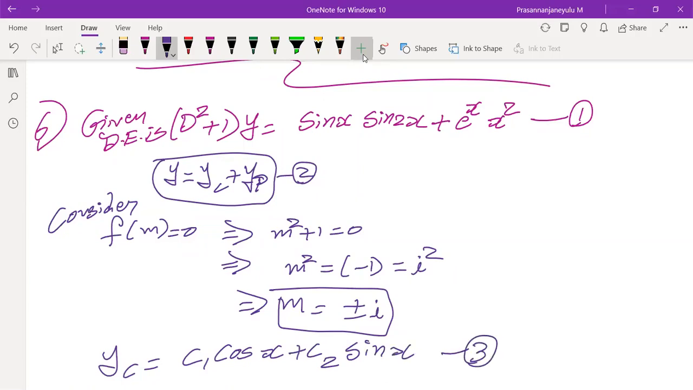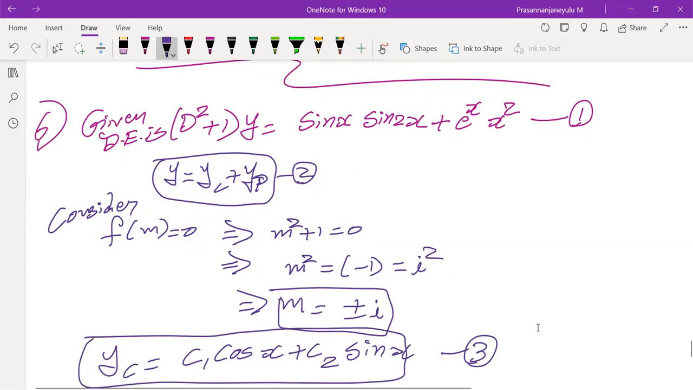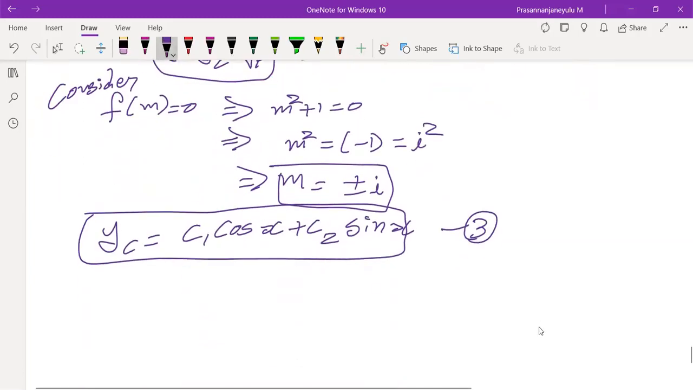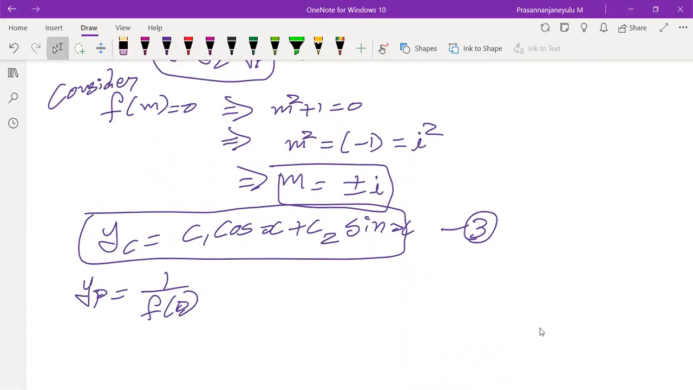Now we need to find yp. For finding yp, what do we need to take? Yp is equal to 1 by f of D of Q of x. Now here Q of x is... what is f of D here? It is D square plus 1. So 1 by D square plus 1 of, what is Q of x?